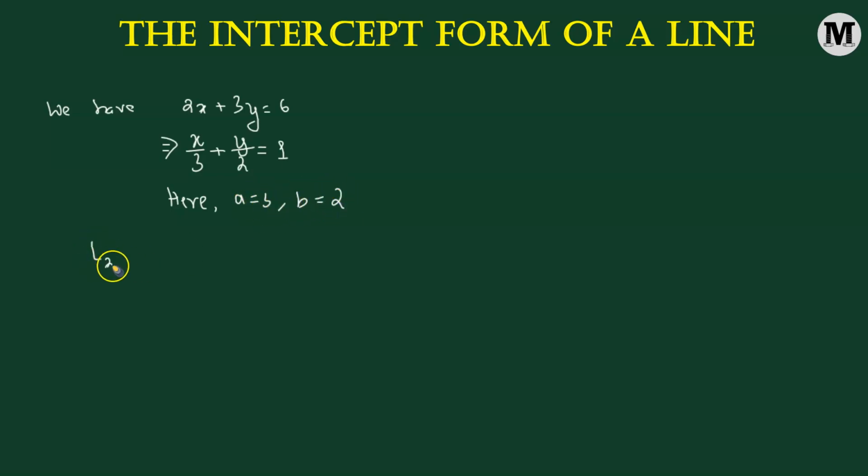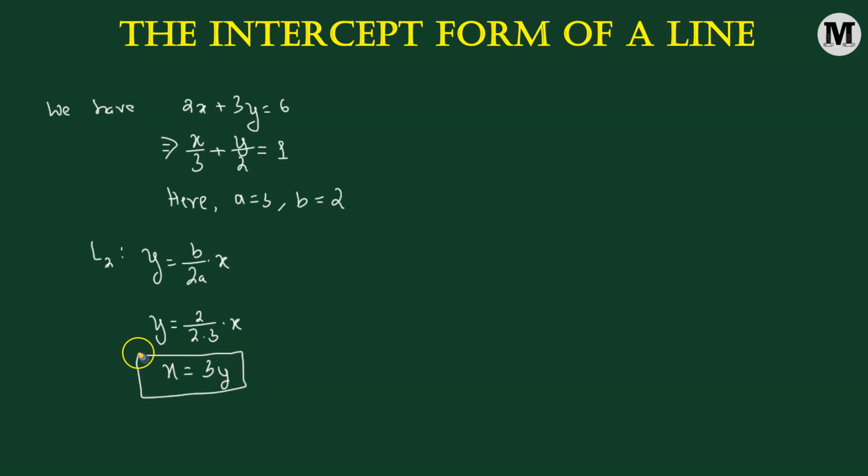So let's talk about line L2. y equals to b over 2a multiplied to x. So let's substitute b and a with their respective values. So we have 2 divided by 2 times 3 multiplied to x. So this gives us x equals to 3y. So this is going to be the equation of line L2.